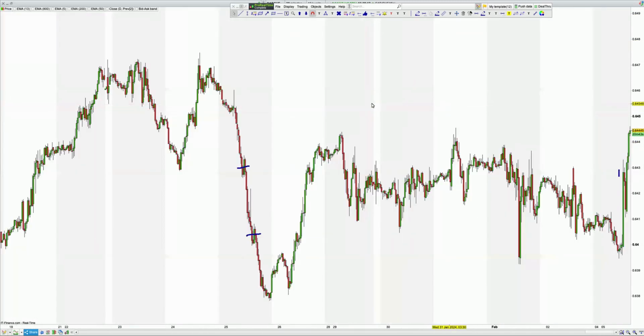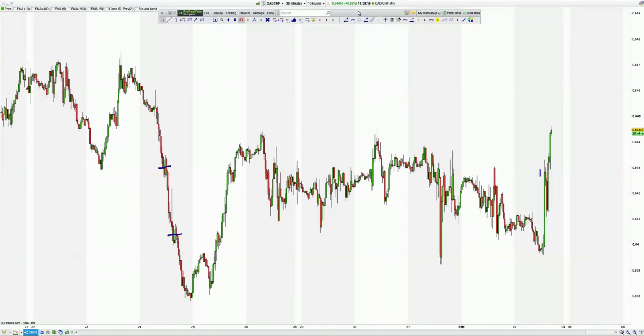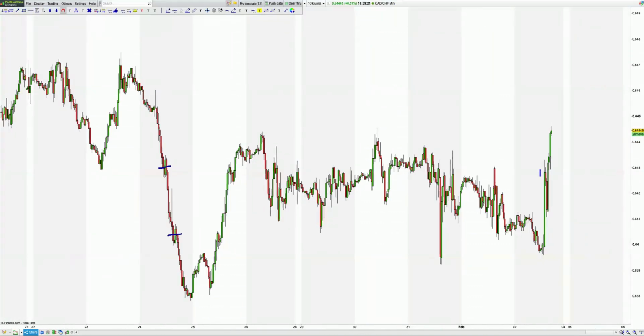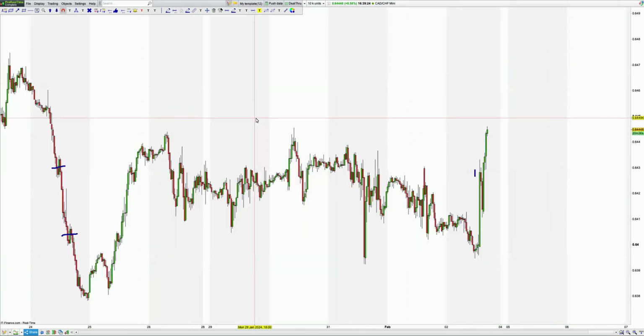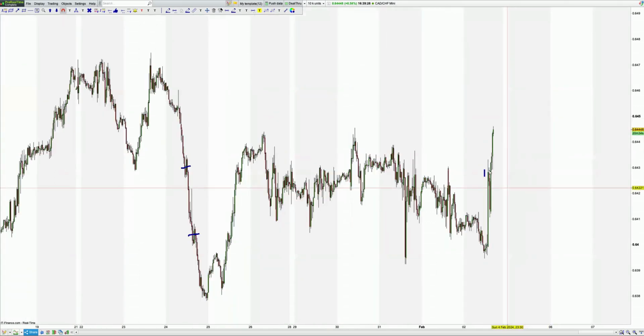In front of us we have CAD CHF up the top there, 30-minute chart at the moment. And what we have is a nice push away. So I sent this out to my group at around 64.30, this trade, and it's kicked on nicely. I'm not going to give you the details of why that was my entry, but I am going to show you how I found the trade and what I was looking for.